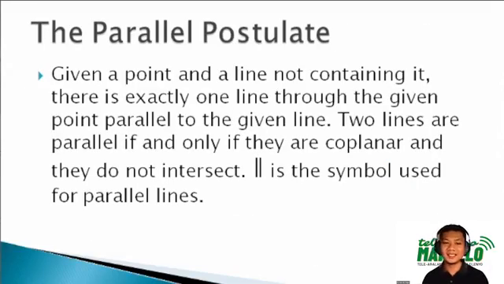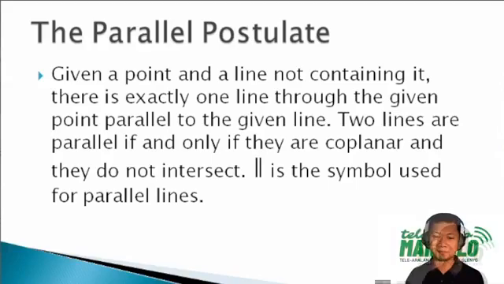Let us now discuss the parallel postulate. We have here the definition of the parallel postulate from Euclid's book, Elements. Given a point and a line not containing it, there is exactly one line through the given point parallel to the given line. Two lines are parallel if and only if they are coplanar and they do not intersect. That is the symbol used for parallel lines.